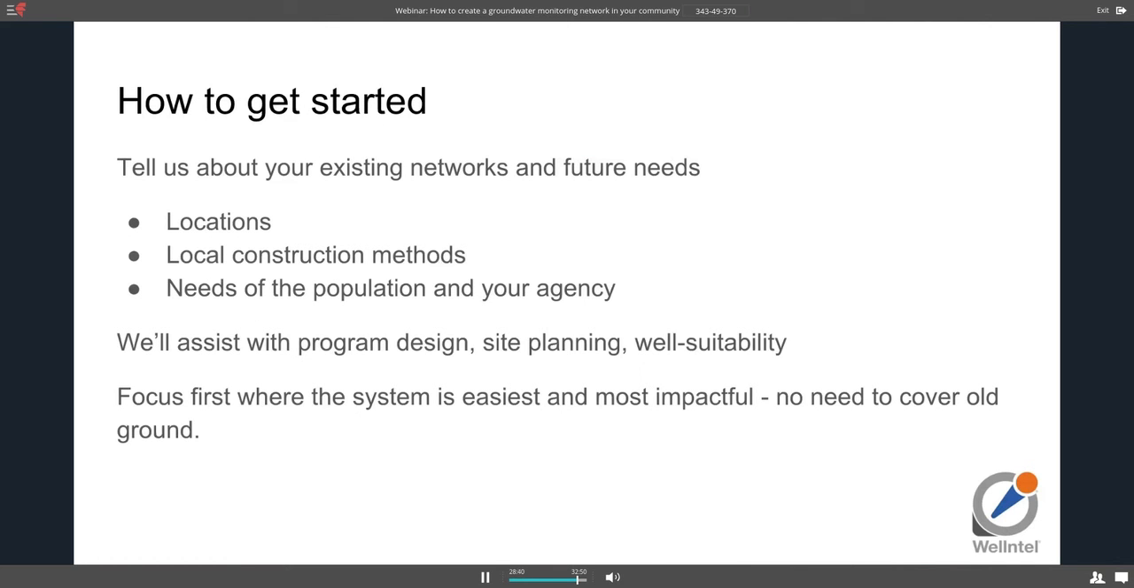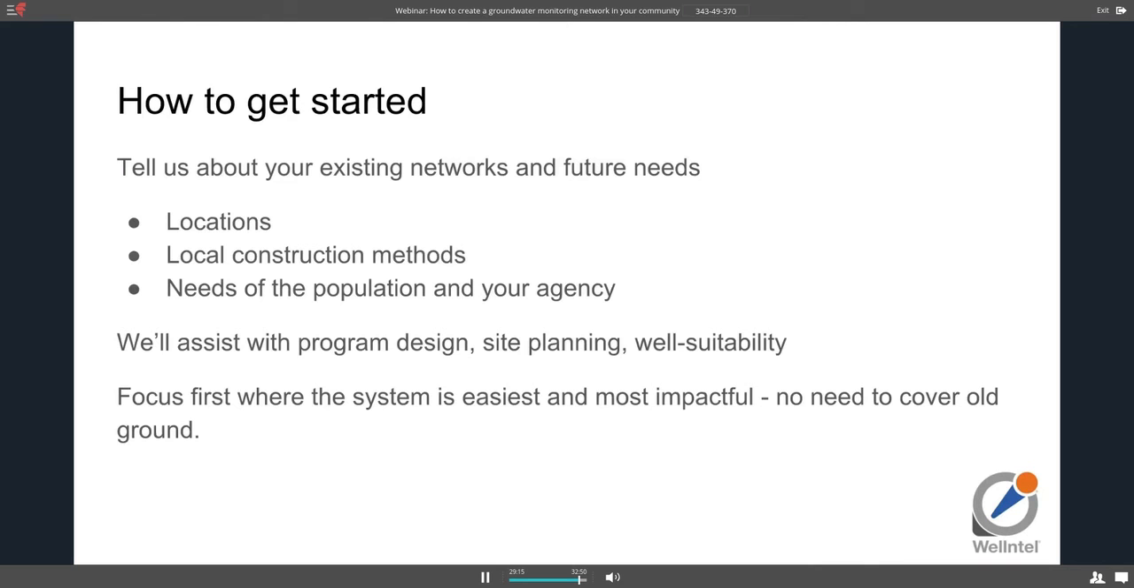Now, how would a sponsor get started? If you are potentially interested in pursuing a network, then tell us about your existing networks and your future needs. Give us a call. What we'll do is we'll talk a little bit about locations, and we'd like to learn a little bit about local construction methods and what you know there. If there are things like construction reports or not, are these well seals or well caps, all the little nuanced details of applying an instrument. We'd like to talk about the needs of the population you serve in your agency. Are you doing this for a business, or are you doing this for a county?